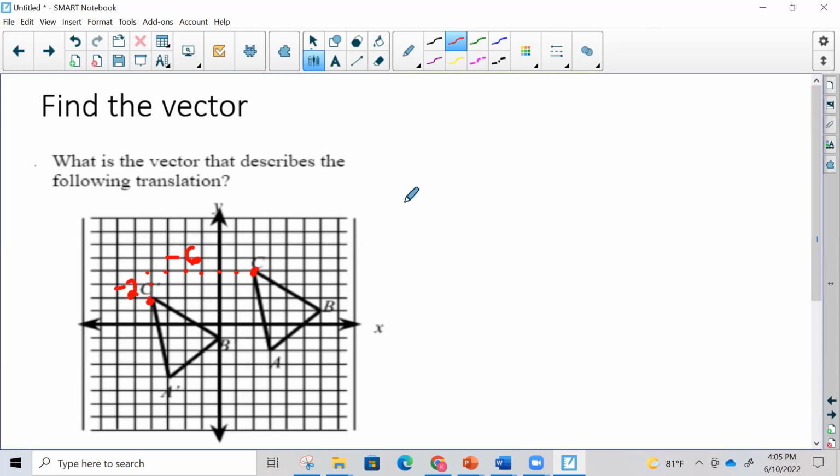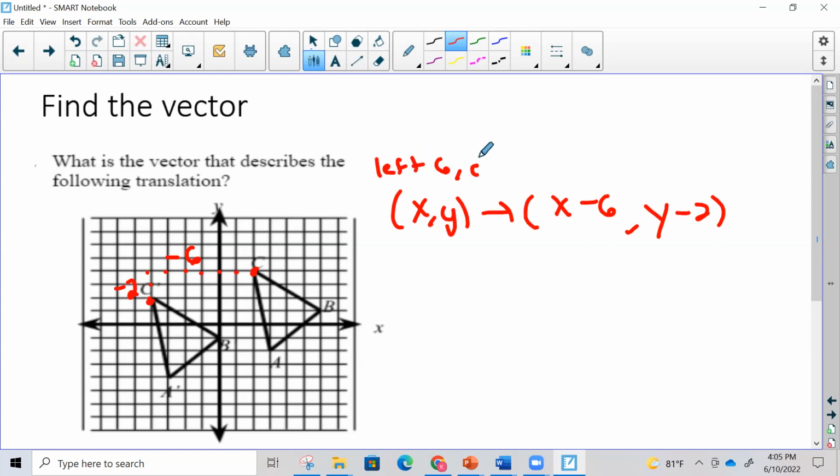So there are 2 ways to write this. One way is the notation they used in the other problems, where they would say X, Y changes to X minus 6, because I went 6 to the left, and Y minus 2, because I went down 2. Or you could use the vector notation where you put T to stand for translation and then put -6, -2. Okay, so that's how you do the translations.